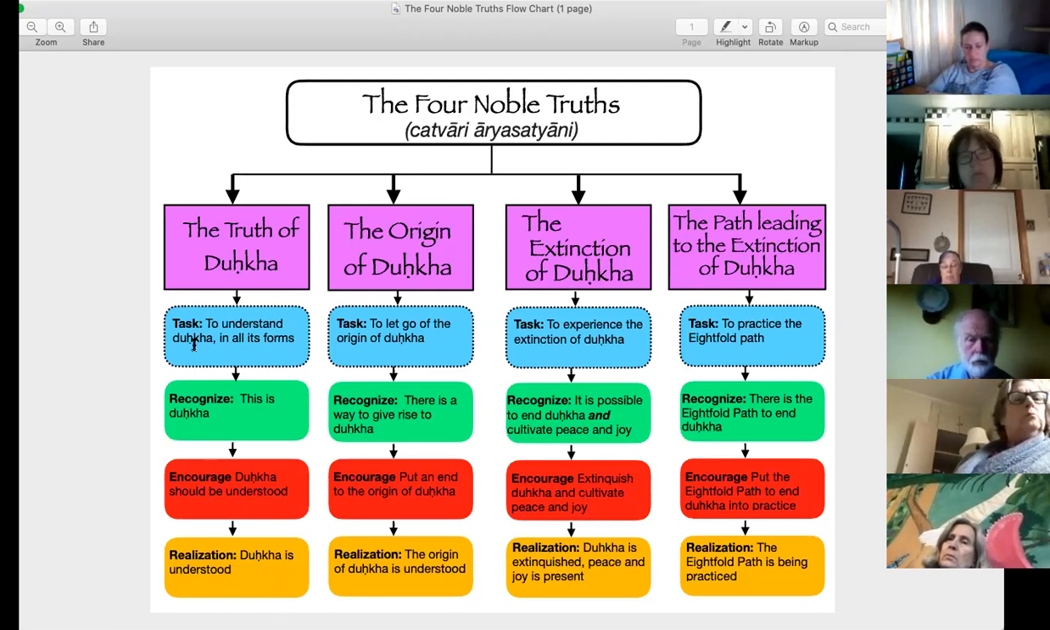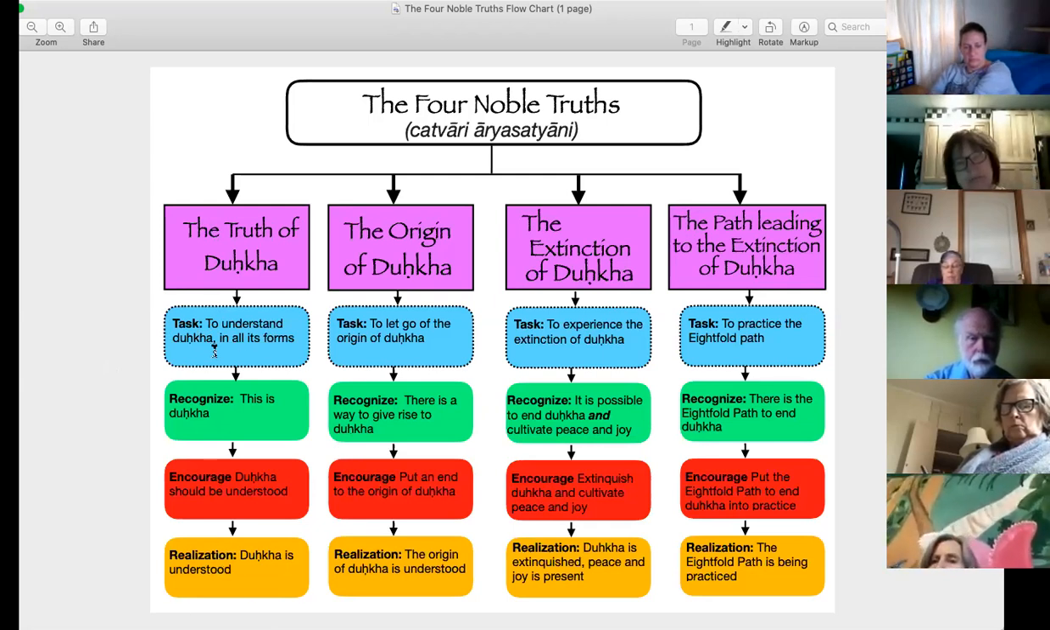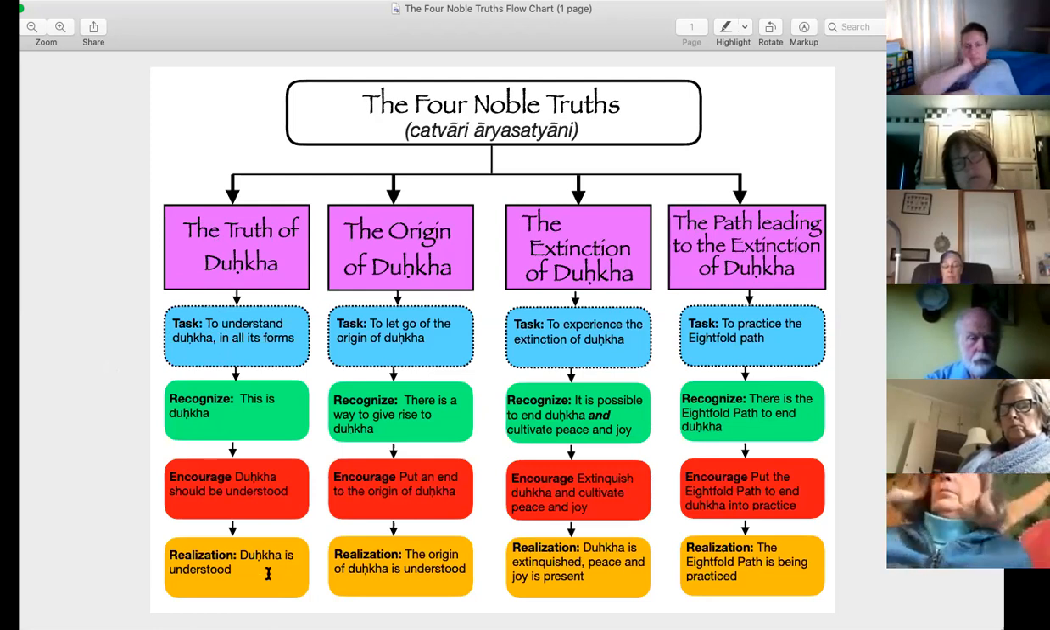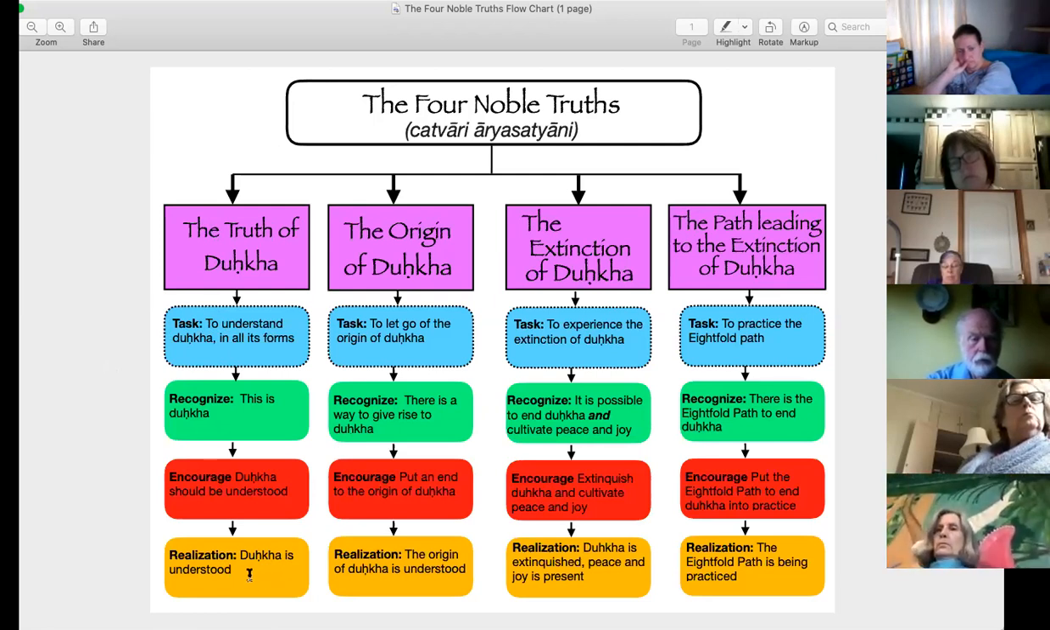One of the reasons Stephen Batchelor also started with a task is that it's a way to keep the engagement with the particular truth open. Because even with realization, it doesn't mean that we don't continue to task ourselves with understanding dukkha. There's not a time where we realize it and we're done. It's something to continue. So the task sort of keeps the engagement of the turnings continuing.